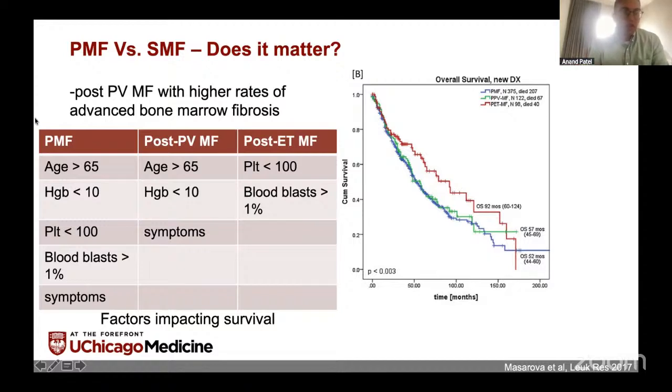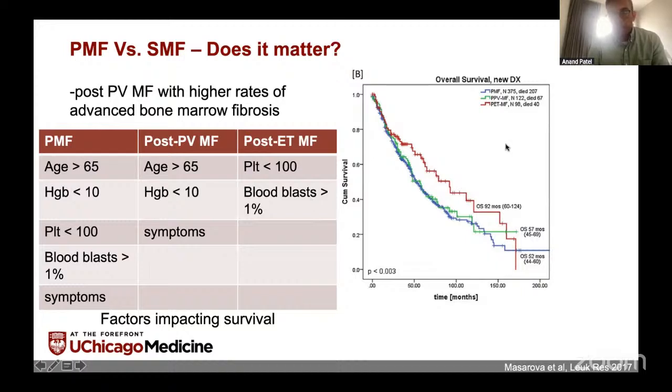So for primary myelofibrosis, age over 65, a low hemoglobin, a low platelet, blast cells in the blood, or symptoms impacted survival. But for post-PVMF, it was really the hemoglobin, age, and symptoms. And for post-ETMF, it's really your platelet count and the presence of blasts or immature cells in the blood.